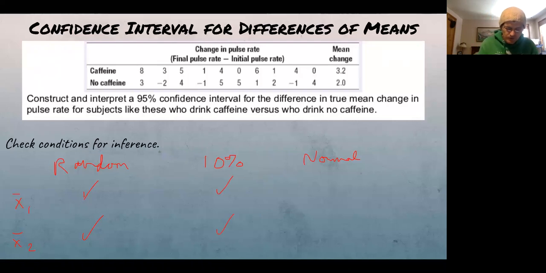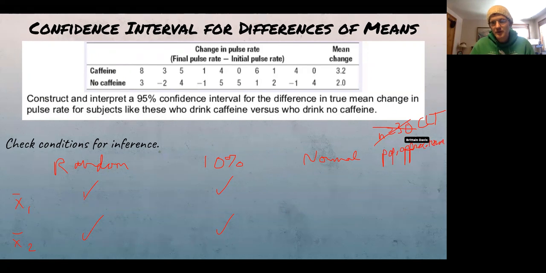Remember, we have 2 conditions, or 2 ways of checking normality when it comes to means. We can check that our sample size is greater than or equal to 30. Now in this case, we did not meet that. That would be the central limit theorem. So we can't use the central limit theorem to make this work for us. What we can do is look at if the population is approximately normal. All right, so if the population is approximately normal, then we're good to go. It doesn't matter the sample size.